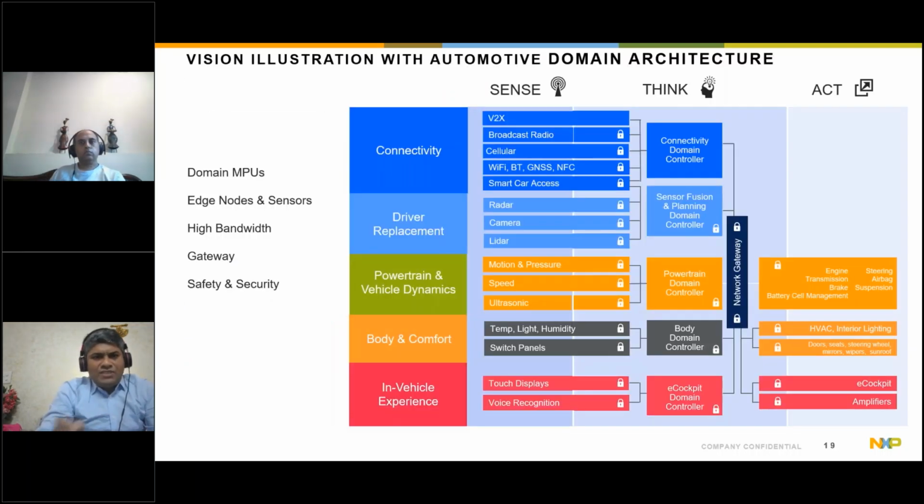So this again, I have just stolen an NXP slide here. It's not an intent to market NXP, but just to say, to link to the previous slide, sense, think, act, there could be different components. When you see the sense column, you can have different kinds of sensors, right? Whether it is radars, cameras, or lidars, or motion sensors, pressure sensors, ultrasonic sensors, etc., temperature, light sensors, etc.